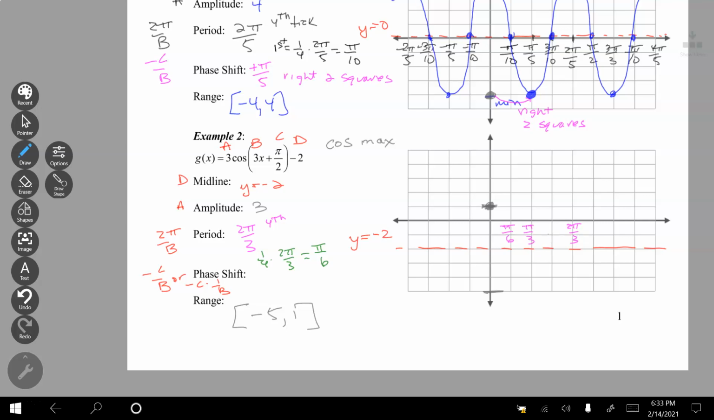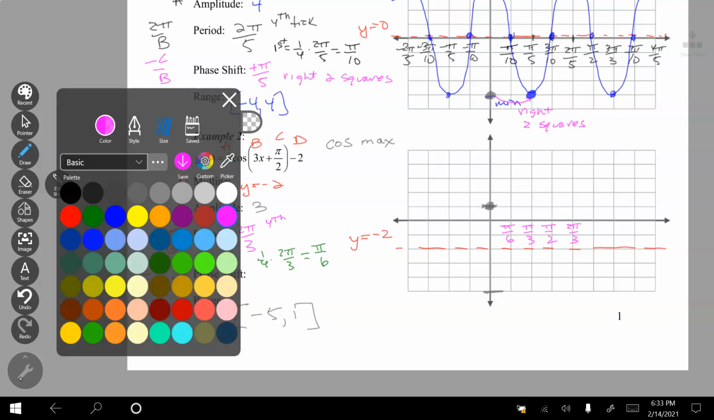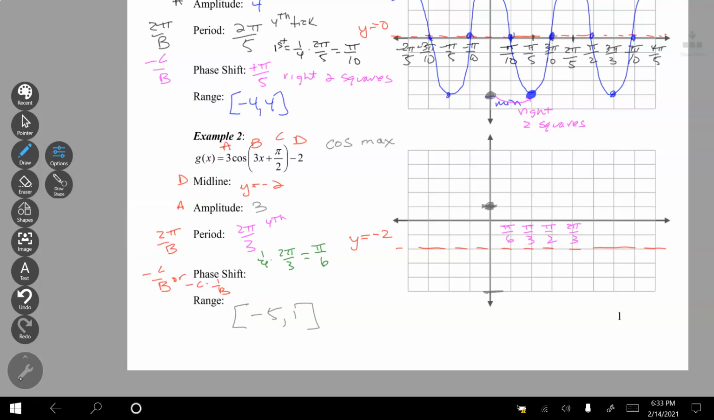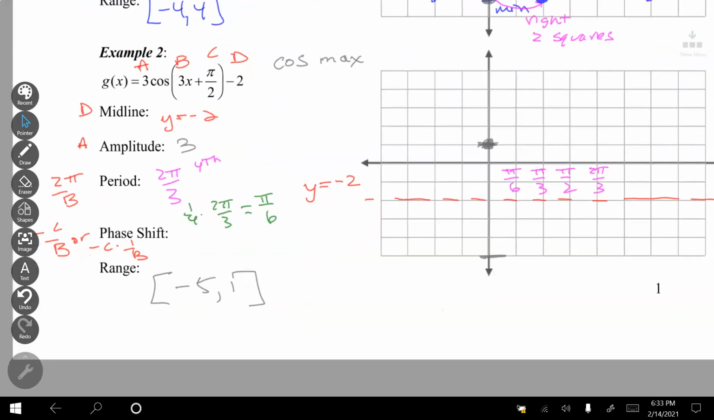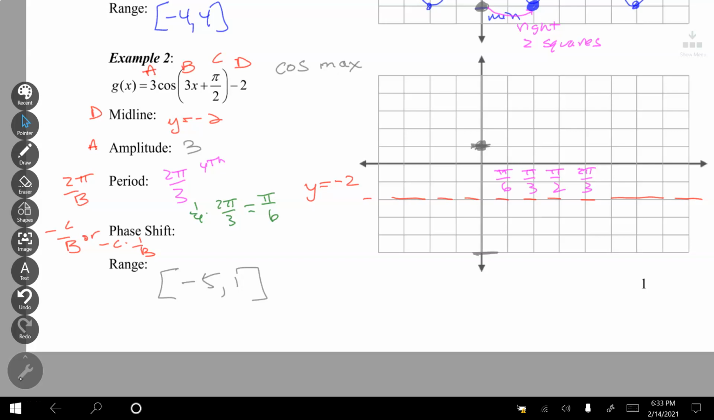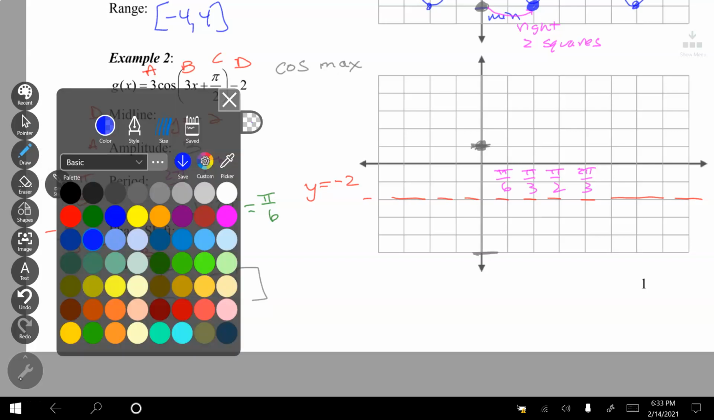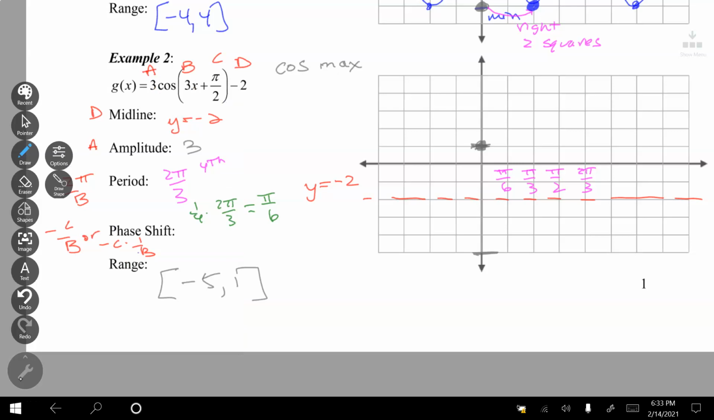The next square, the third one, is going to be 3 pi over 6, which is going to be pi over 2. And I could put them in reverse, but I don't have to. And now my phase shift, which I'm going to actually make bigger. My phase shift is negative c over 2b, or negative c times 1 over b. So I would do negative pi over 2 divided by 3.